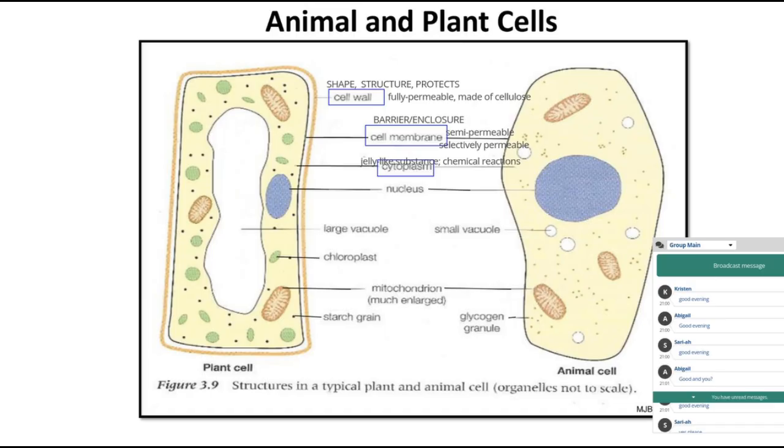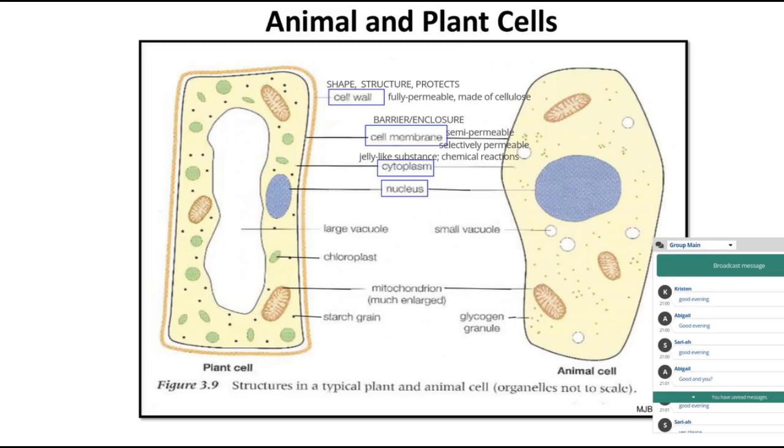All right, let's go on to the nucleus. This is a very important organelle. This is the boss in the cell, telling everybody what to do, controlling what activities take place in the cell. It is almost like the brain of the cell.